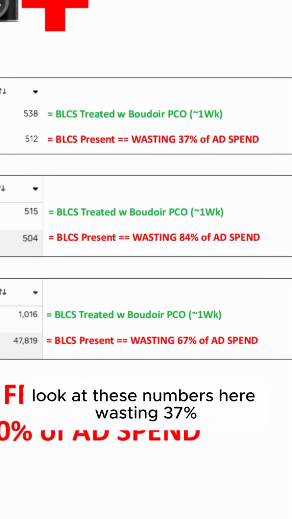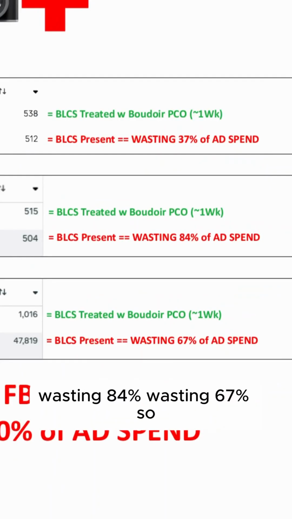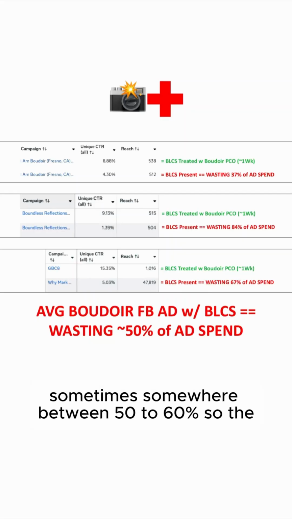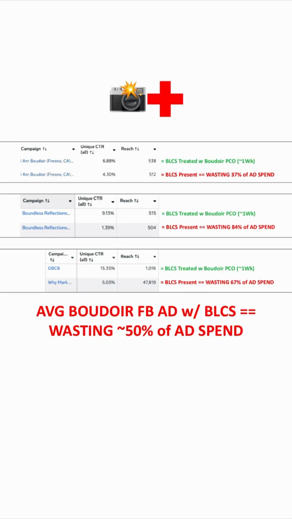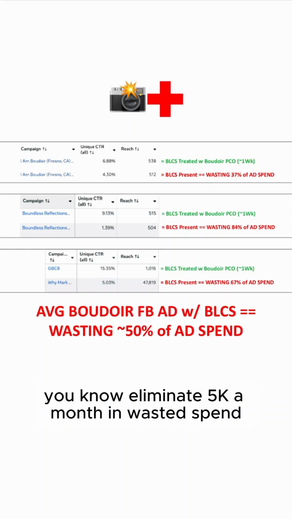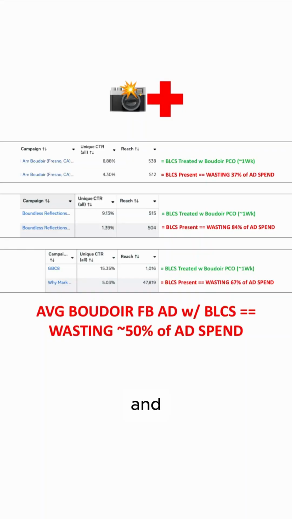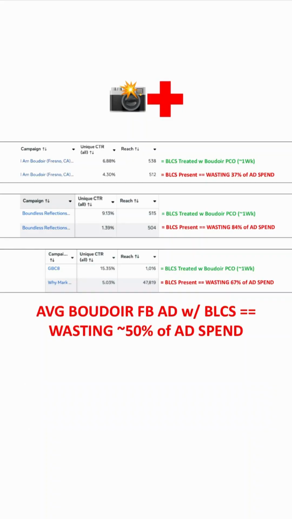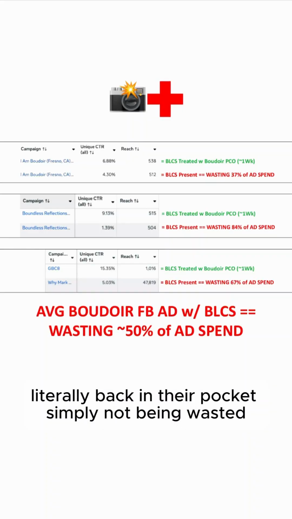So look at these numbers here: wasting 37%, wasting 84%, wasting 67%. The average is somewhere between 50 to 60%. So if they're spending 10 grand a month on Boudoir Facebook ads, if we can eliminate that wasted ad spend, on average, we'll allow them to pocket, eliminate 5K a month in wasted spend, and that's approximately 60K over the next 12 months. Literally back in their pocket, simply not being wasted, paid to Zuck.